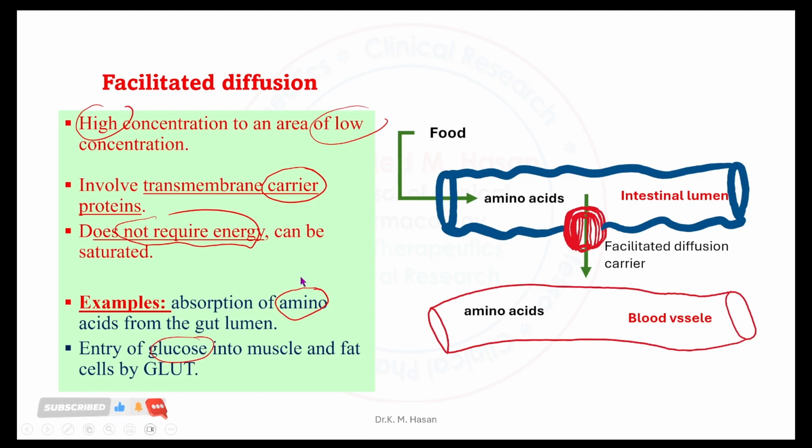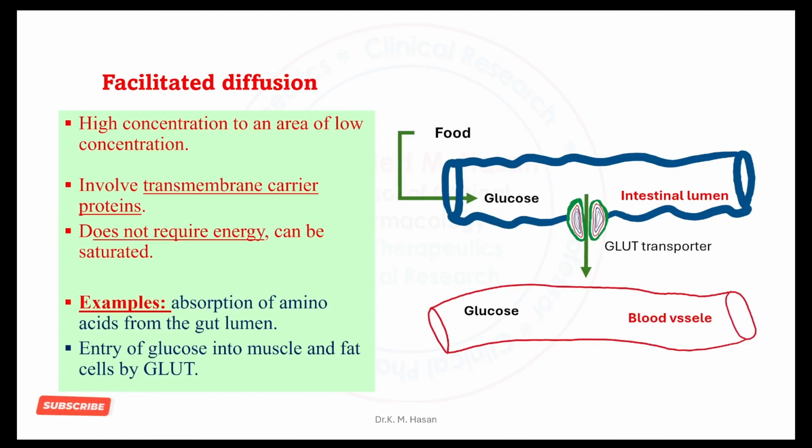As you can see here on the chart and the diagram, when you take amino acids through food, they arrive to the intestine. In the intestine, we have a carrier there, and this carrier is responsible for facilitated transport, allowing the amino acid to cross the cell membrane and arrive to the blood. So you can see amino acid arriving to the blood through facilitated diffusion.